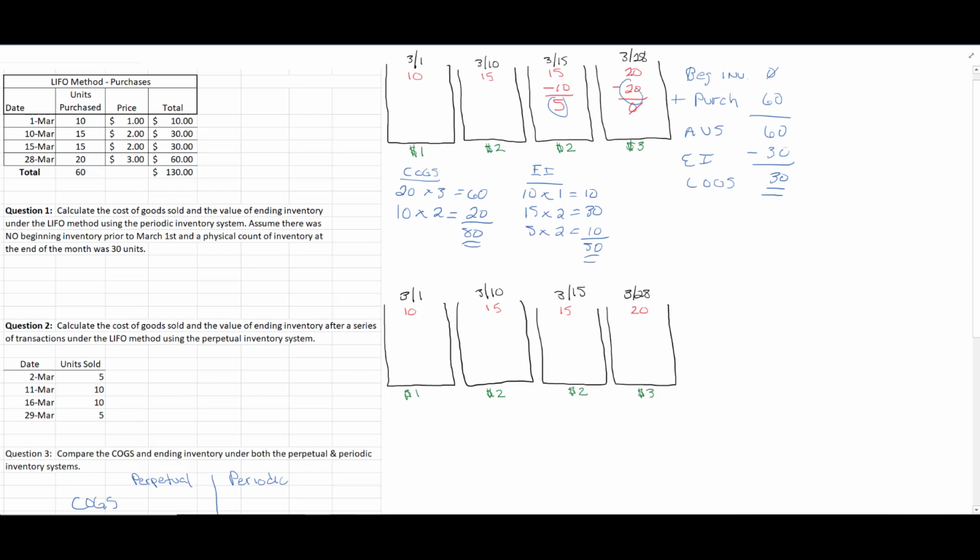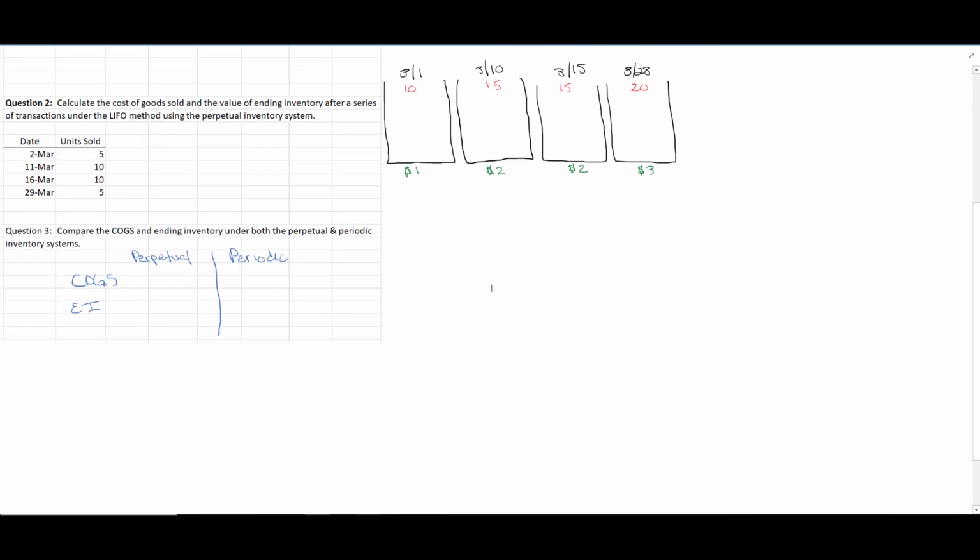So we don't have any units left in this March 28th bucket because we sold them all. So our cost of goods sold using the periodic inventory system is 80 and our ending inventory is 50. Now let's take a look at a problem using the perpetual inventory system.